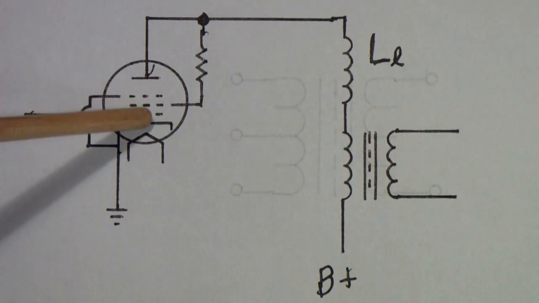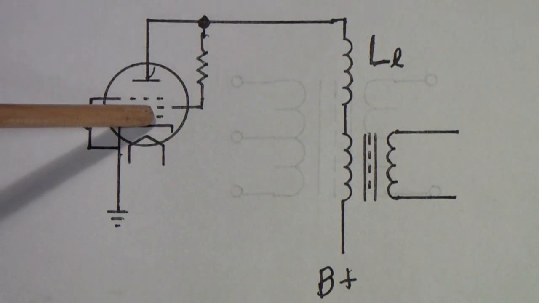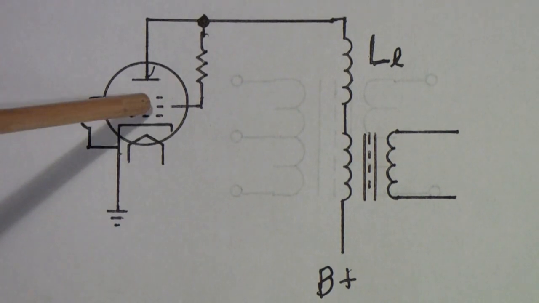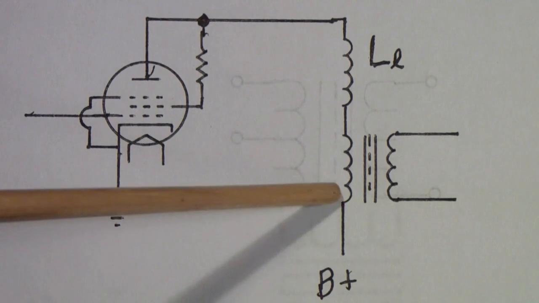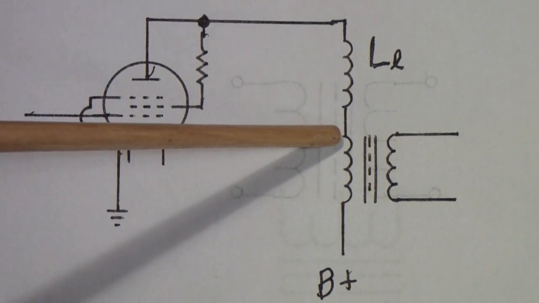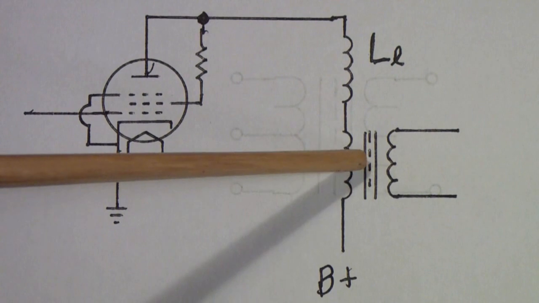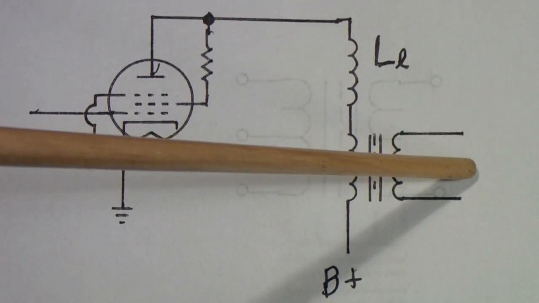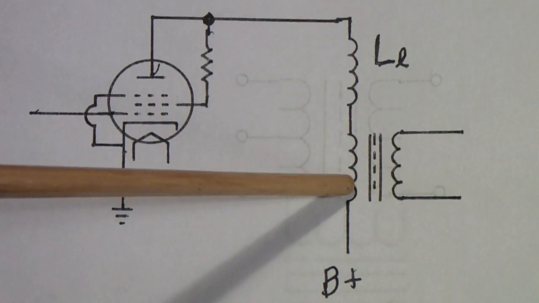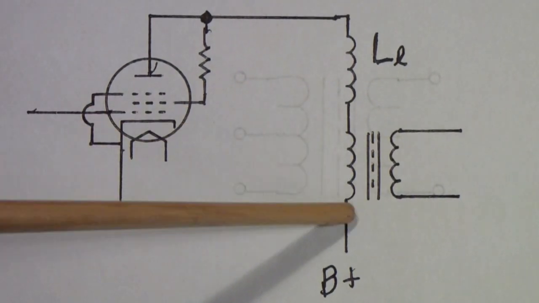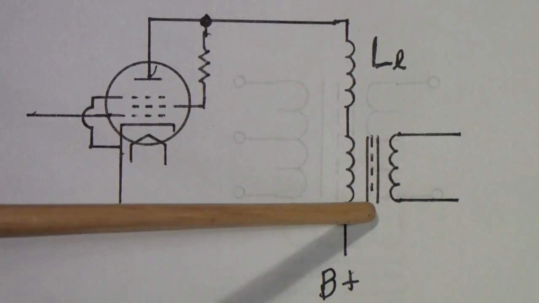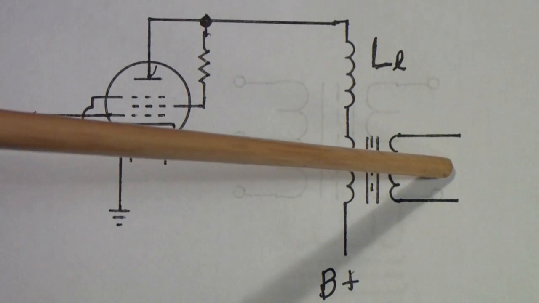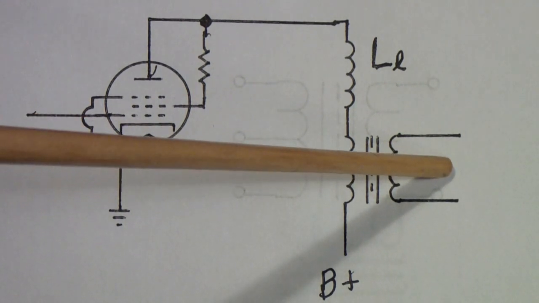When this tube turns off, remember this is a class A-B stage, so it's on for part of the time and it's off for part of the time. When this tube turns off and the magnetic field in this transformer primary collapses, most of that energy is transferred to the speaker, and it's what's called damping. In other words, the induced voltage in the primary due to that collapsing field is coupled to the speaker and is therefore dissipated.